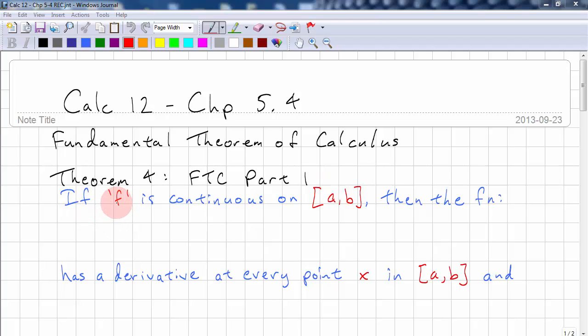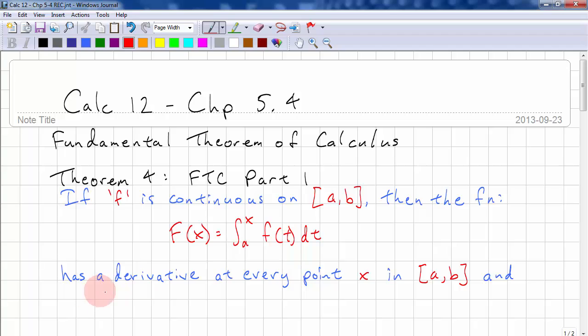If f is a continuous function on [a, b], then the function capital F of x equals the integral from a to x of f of t dt. So we don't want to confuse the function by having an x here and an x here. We want to know that the substitution is an x for a t.